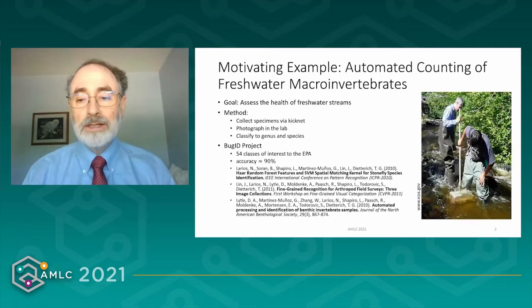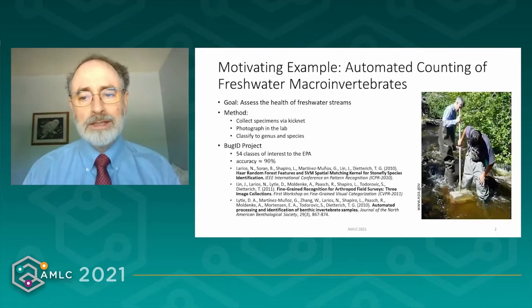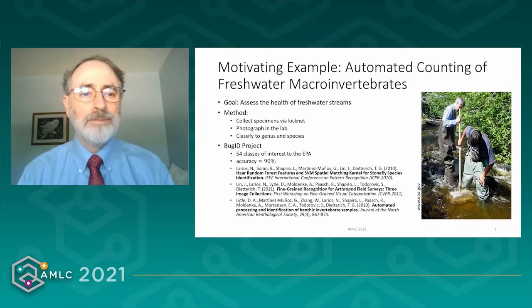The challenge from an application point of view is that they collect these samples and then someone has to identify them down to at least the genus level and ideally to the species level. That requires very specialized expertise and it's very time consuming. So we had the thought, could we make a robotic apparatus where you dump the sample in, it separates out each insect, photographs it under standardized conditions, and then we use computer vision to identify it? This was in the pre-deep learning days.